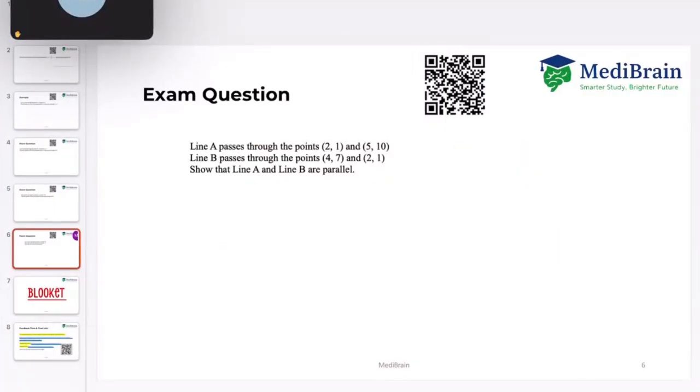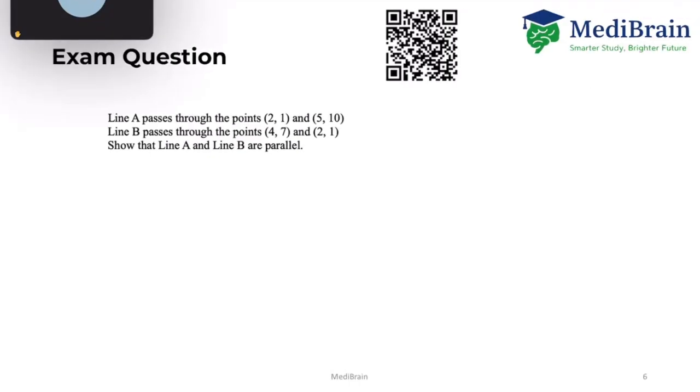Now, before we end off for today's lesson, what we're going to do is have a go at this final question, and then you guys will be free to go. It says line A passes through the points (2, 1) and (5, 10). Line B passes through the points (4, 7) and (2, 1). And we need to show that line A and B are parallel.